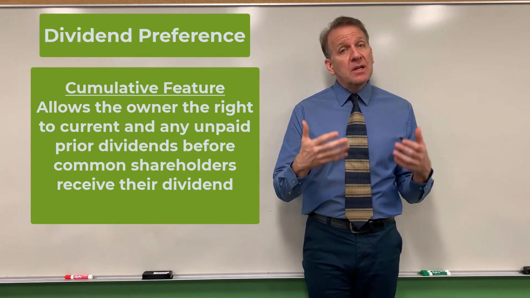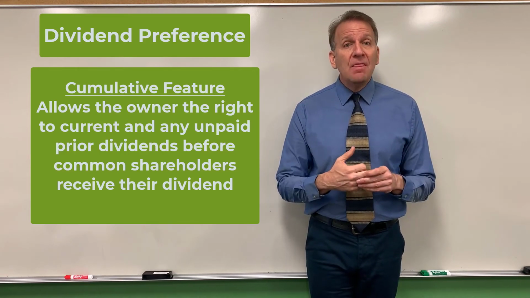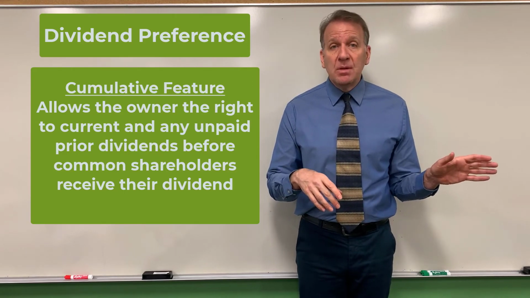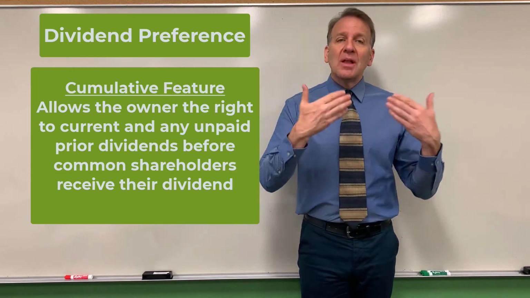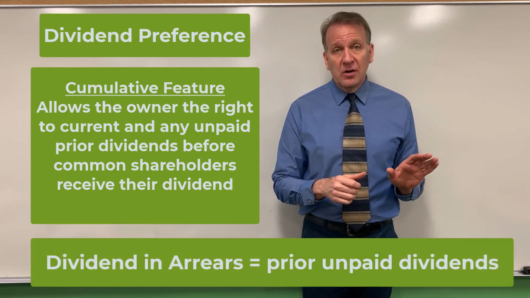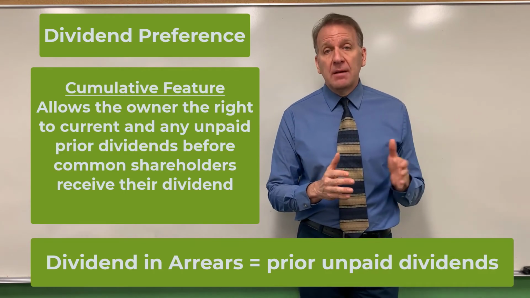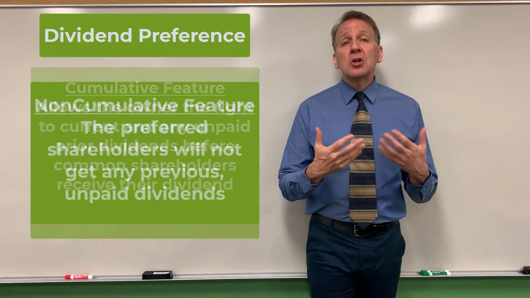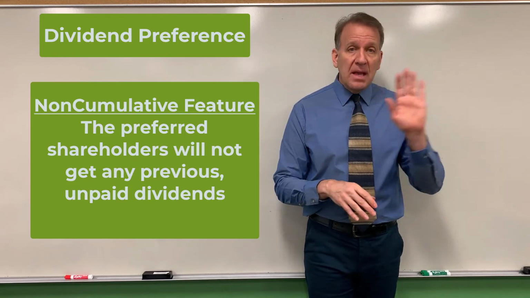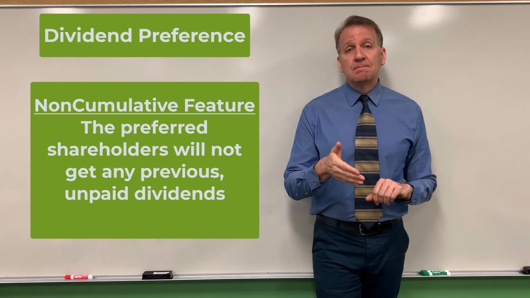If it's a cumulative dividend, or they have a cumulative feature, then the preferred shareholders get their current year dividend and any prior dividends that they haven't been paid. They accumulate those, all right? And these prior dividends, we call dividends in arrears. So dividends in arrears are prior dividends that have not been paid. If there's a non-cumulative feature, then they don't get paid any dividends in arrears. They didn't get paid it, so they're not going to get it. They'll only get the current dividend if it's being paid.